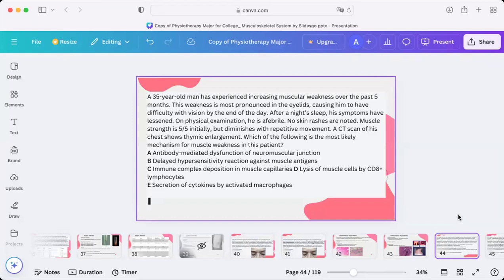So after a night's sleep, his symptoms have lessened. On physical examination, he is afebrile. No skin rashes are noted. Muscle strength is initially 5 out of 5, but diminishes with repetitive movement. A CT scan of his chest shows thymic enlargement. Which of the following is most likely the mechanism for his muscle weakness? Is it A, antibody-mediated dysfunction of the neuromuscular junction, B, delayed hypersensitivity reaction, C, immune complex deposition, D, lysis of muscle cells by CD8 positive lymphocytes, or E, secretion of cytokines by activated macrophages?